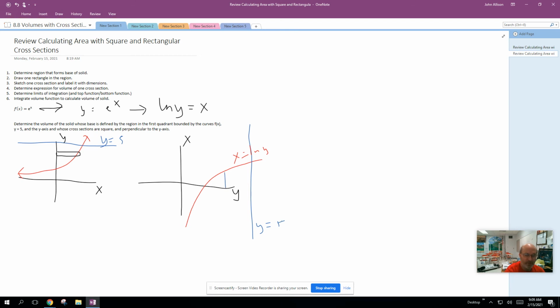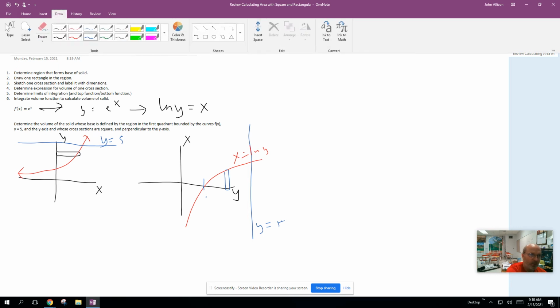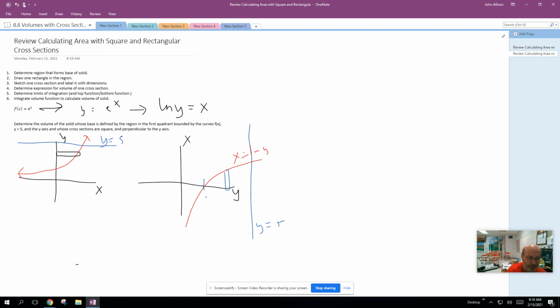But now I can draw one rectangle perpendicular to the y-axis, and it's really easy to see how to integrate with respect to y. Of course, if I plugged in 1 for y, ln 1 is 0, so this is the value 1. So I'm going to be integrating a function from 1 to 5 to get the volume of this solid. Let's keep going though. Let's draw one of our cross sections. The width of the rectangle is dy. The length of it now is ln y.